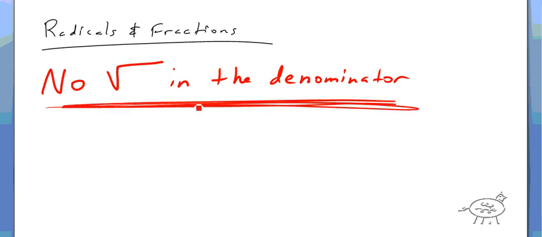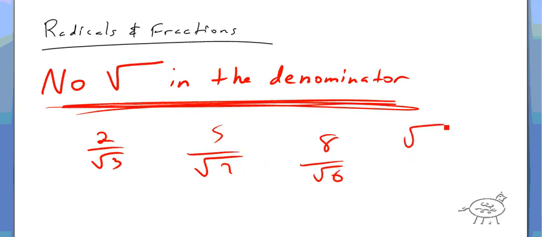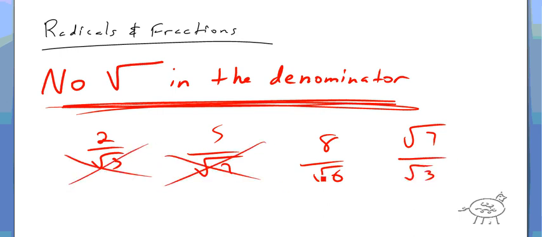You will never have an answer that looks like this: 2 over the square root of 3, or 5 over the square root of 7, or 8 over the square root of 6, or the square root of 7 over the square root of 3. This will never, ever, ever happen. If you have any answer with the square root in the bottom, it's wrong. I'll put a big X through it, and it'll be wrong.